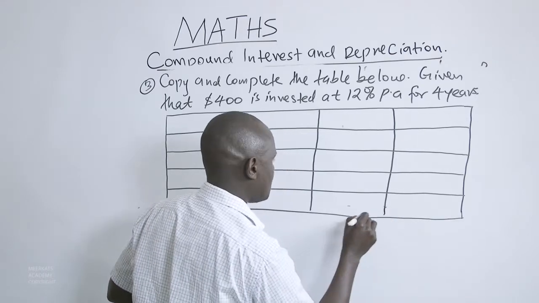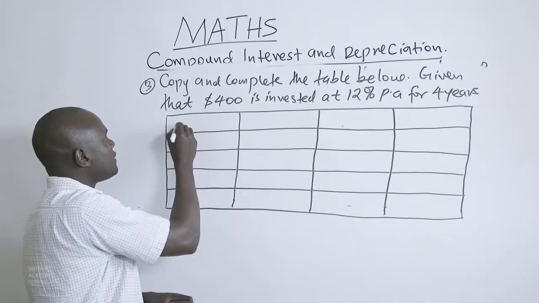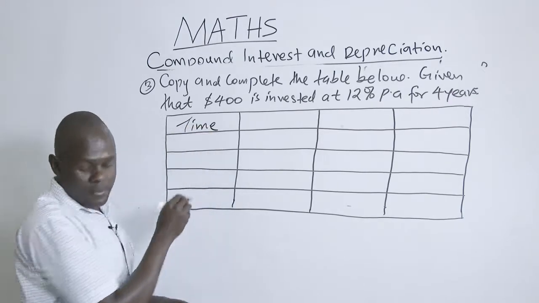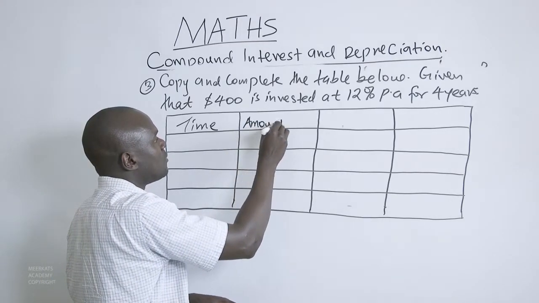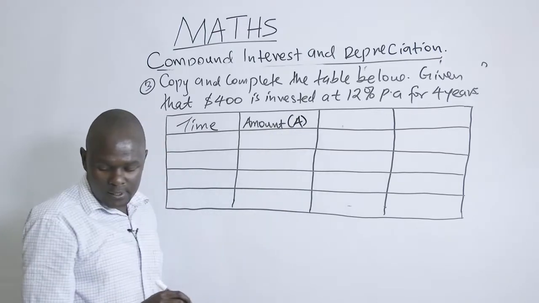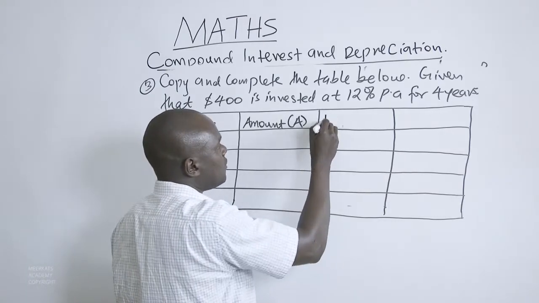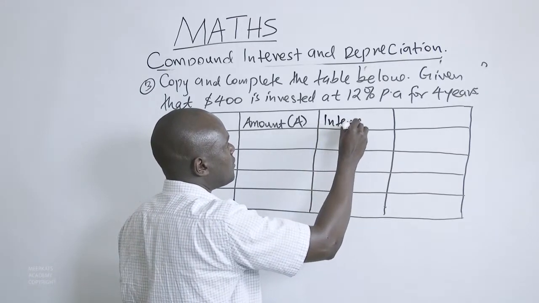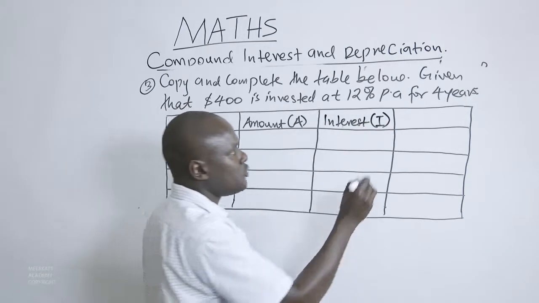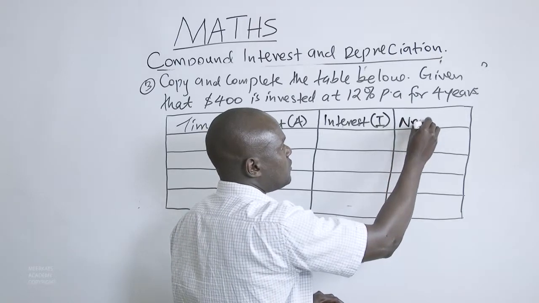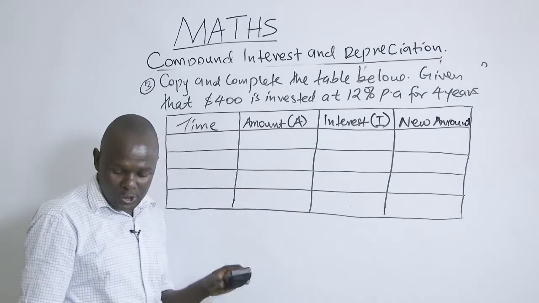There we go. We have our table complete. In the first column, we have the time. In the second column, we have the amount, denoted by the letter A. We also have the interest in the third, denoted by the letter I. And in the last column, we have the new amount.